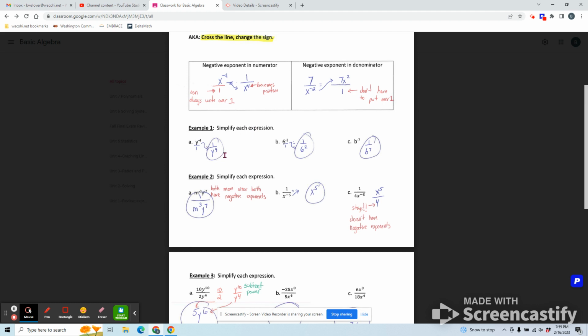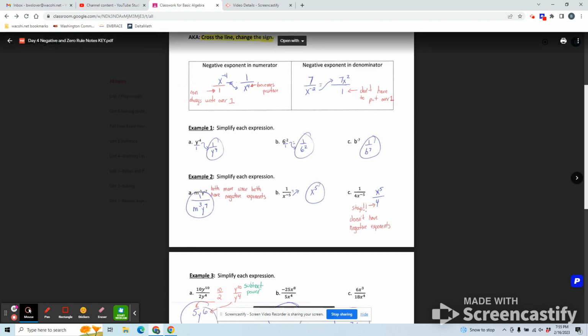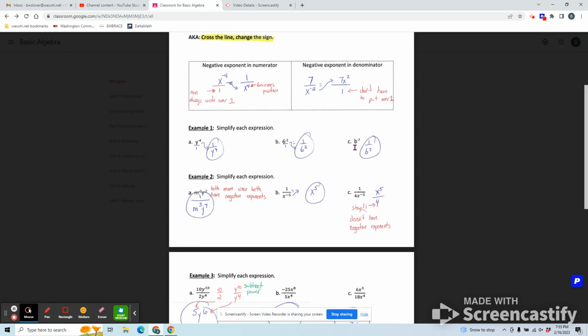Change the sign. 6 to the negative 2 power. Once again, if you want, you can put it over 1. Move it from the top to the bottom. Now, if you wrote 1 over 36, that's fine. It's the same thing. I just didn't do what 6 squared is; I didn't evaluate it. And then letter C is the same thing. b to the negative 7th. Because it's a negative exponent, I have to move it to the bottom. And I cross the line, so I change the sign.